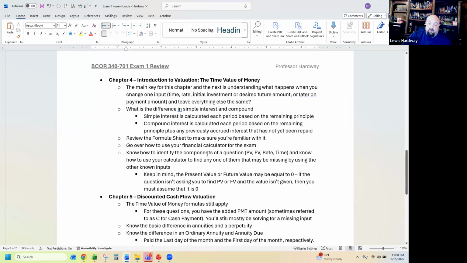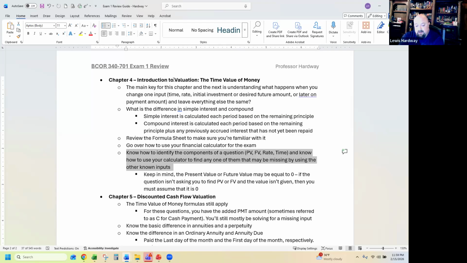Yeah, review the formula sheet, go over how to use the financial calculator. Knowing how to, this is huge, knowing how to identify the components within the question. There are an awful lot of word question types where it gives you a scenario and you need to be able to read through and pick out, okay, this is the periods, this is the present value, this is the future value, whatever it happens to be. Being able to pick those pieces out.